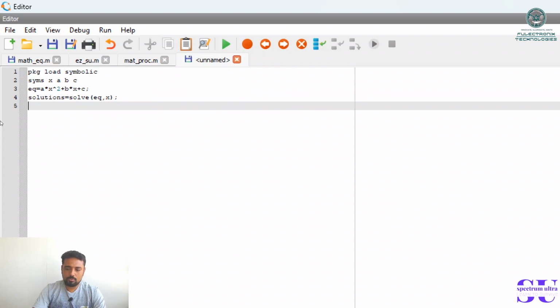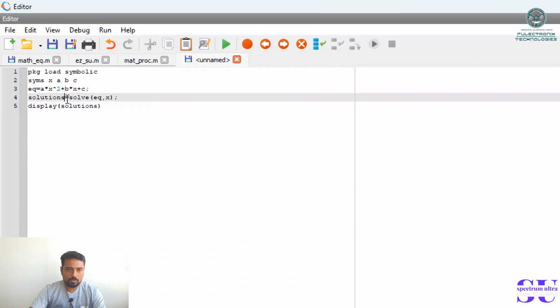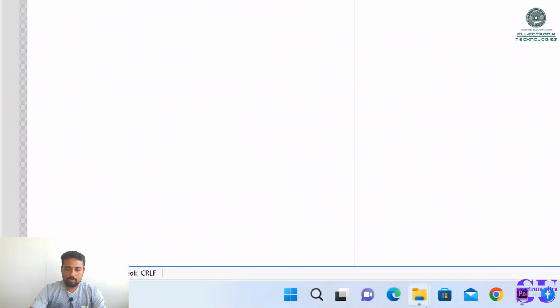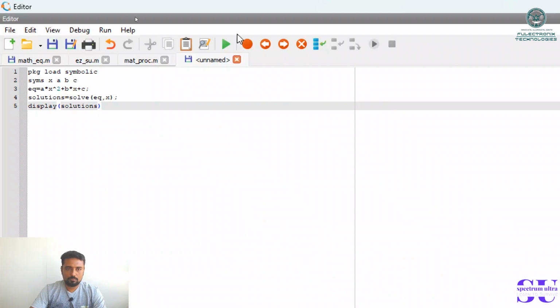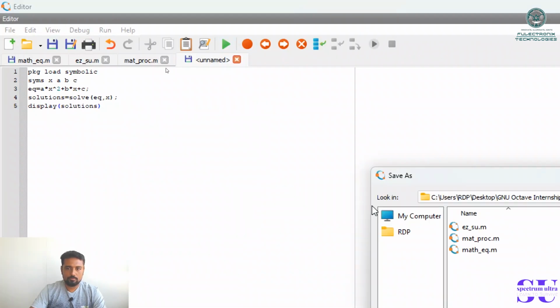And then you have to display the solution, so that whatever solution comes is displayed in the command window. What we want to display is the solutions, because the name here is solutions. Only if we use it here will it display the value. Now we'll run this code and see.